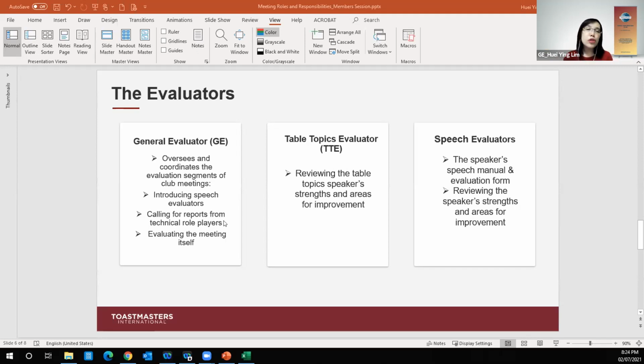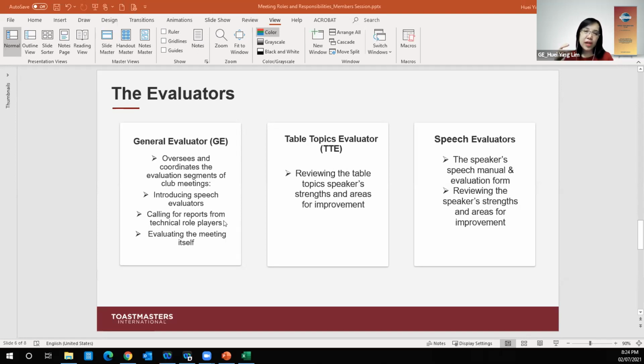The next will be table topics evaluator. With any speakers in a Toastmasters meeting, there will be an evaluator. So the table topics evaluator would evaluate all the table topic speakers. What she will normally do is listen to what the table topic speaker says and look for the strengths and also the areas for improvement. It will be like a 1 minute evaluation for each table topic speaker, just to share what you did well and what you can further improve on.